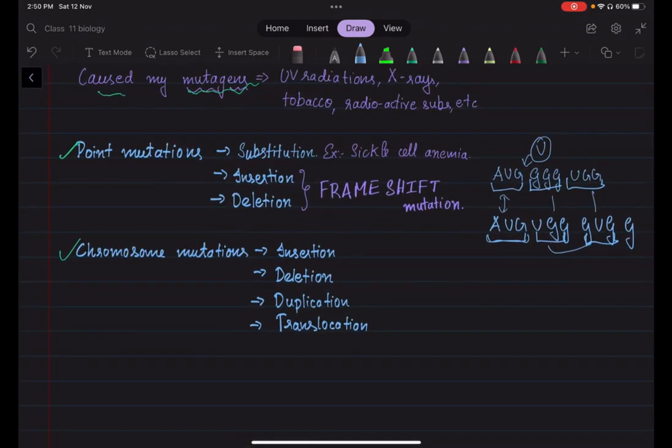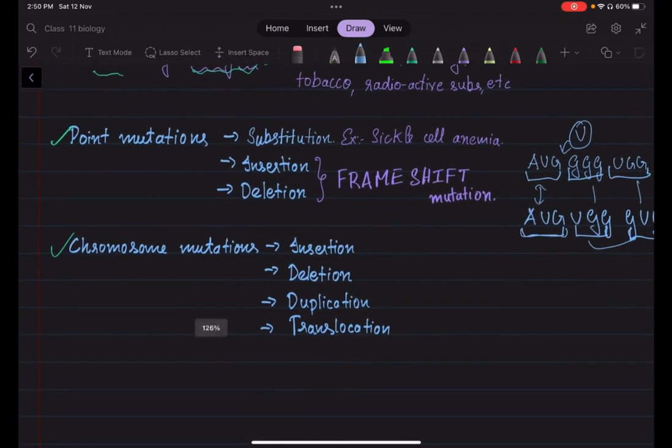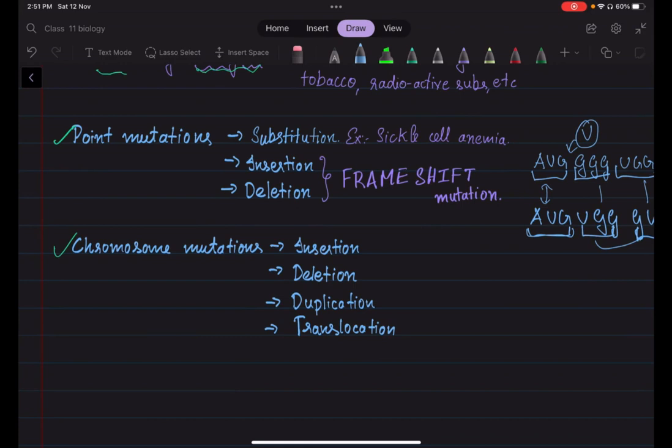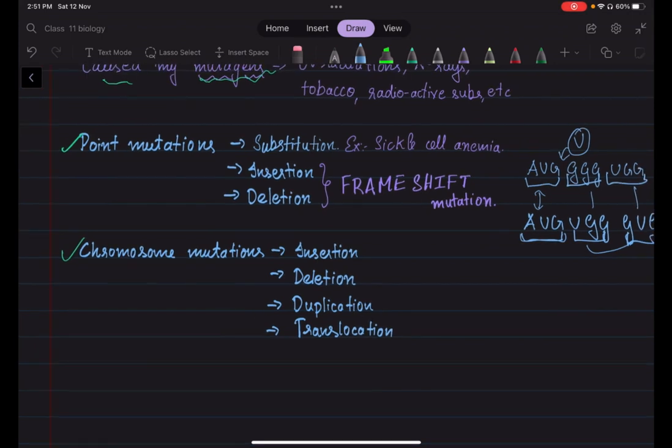Coming to chromosome mutations. Chromosome mutations can be of four types. In these mutations, we talk about either the insertion, deletion, duplication, or translocation of genes. In these cases, a group of nucleotides are either deleted, inserted, or the same group of nucleotides is repeated, in which case we call it duplication. Or a group of nucleotides is transferred from one chromosome to another, which is called translocation.